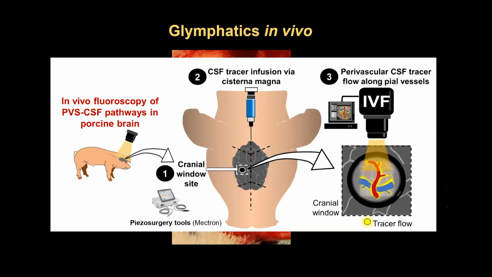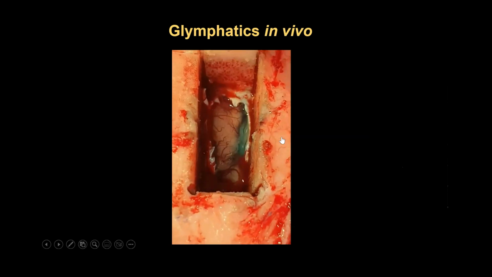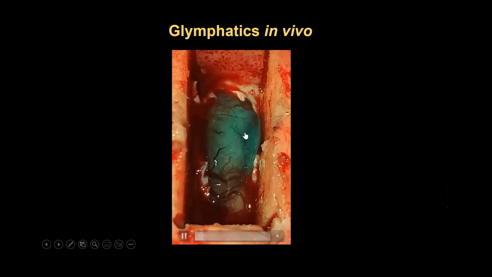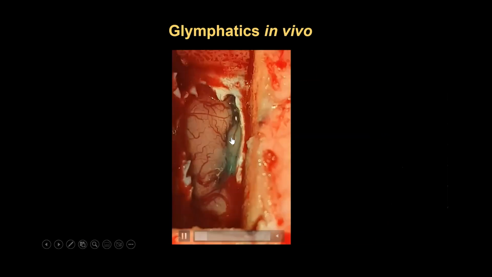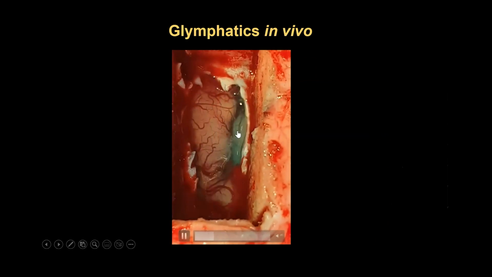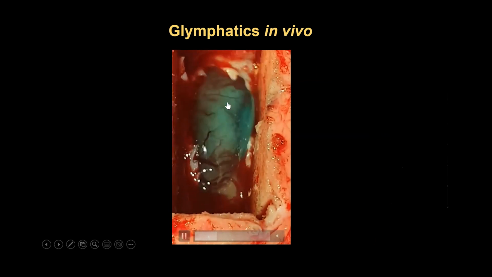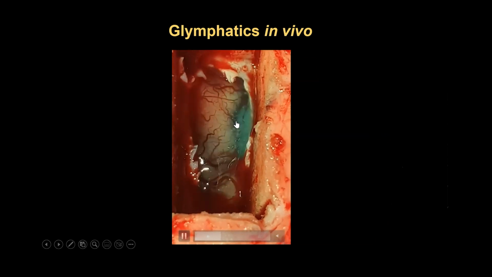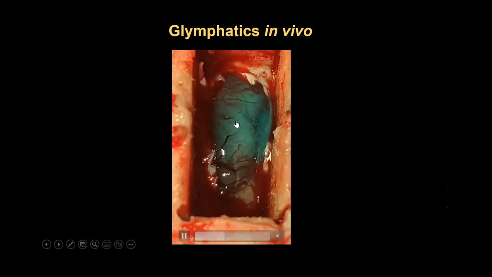And we have been carrying this out to investigate the glymphatic, the perivascular CSF tracer flow, in a more in vivo approach by employing this cranial window technique. So this pig has been injected with the tracer shown in green. The dura is excised, but the arachnoid membrane is intact. So you can see the ballooning of the membrane, and these pulsations are driven by the cardiac and the respiratory cycle.